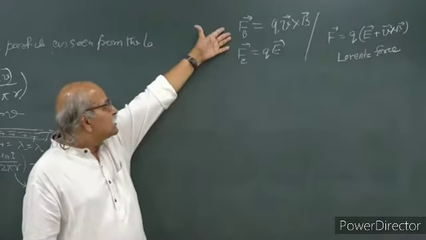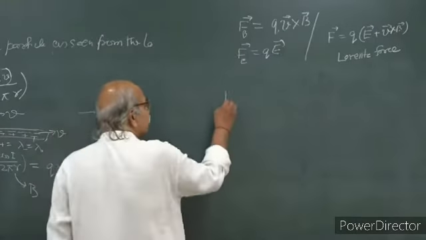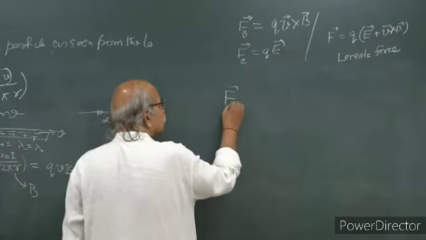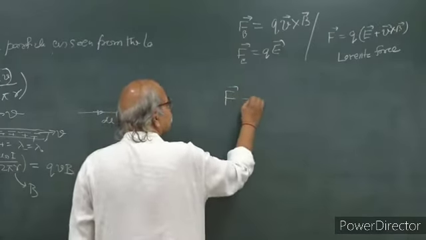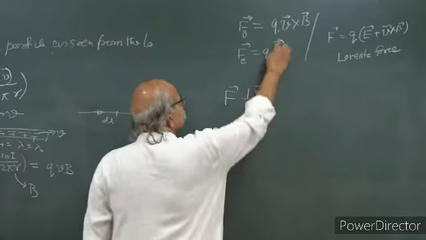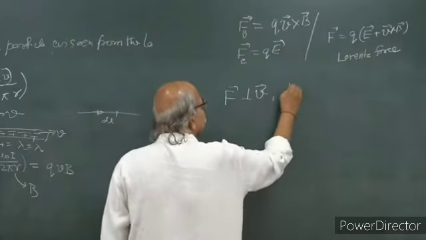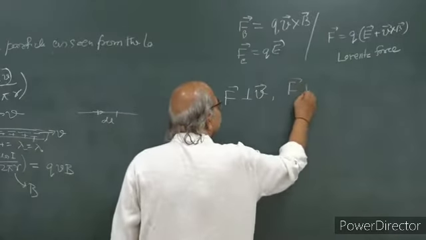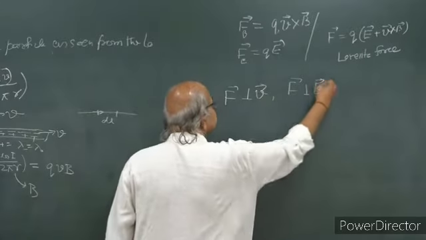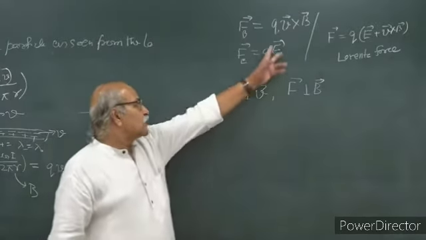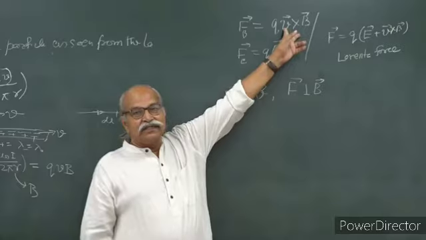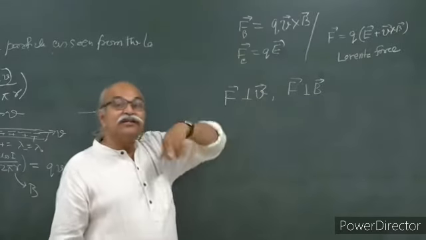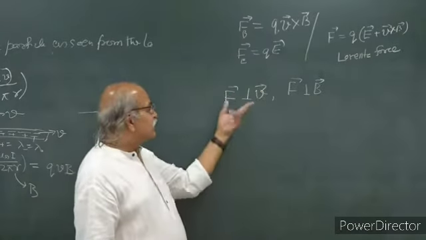Okay. This equation tells that this magnetic force is perpendicular to the velocity, it is a cross product, and also perpendicular to the magnetic field, right. It is a cross product. Cross product of two vectors is perpendicular to each of the two vectors, and therefore it is this.